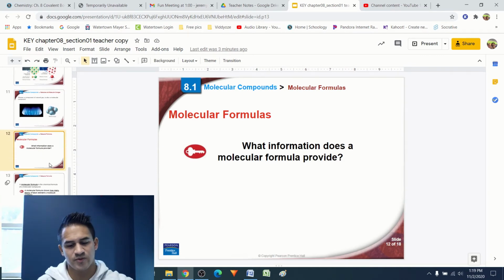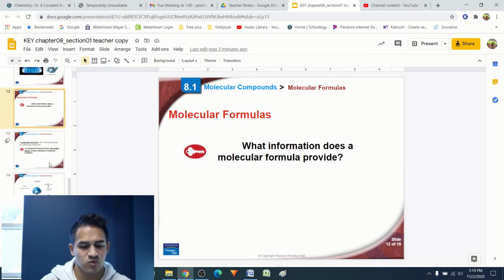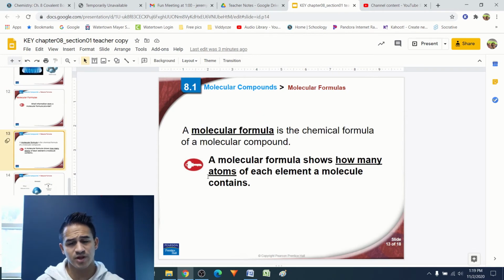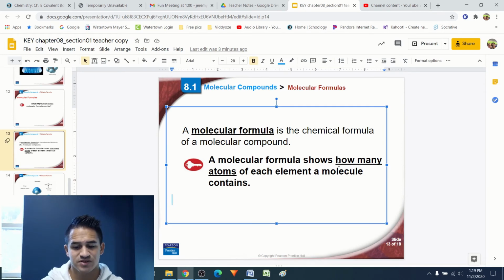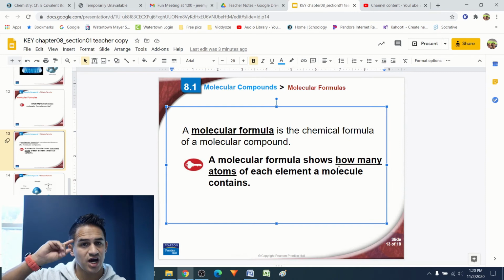Now, when we write out molecular compounds, we will write out a molecular formula or a chemical formula. We just call it a molecular formula because it's a formula for a molecular compound. So what is a molecular formula and what information does it provide? Molecular formulas are basically the chemical formulas for molecular compounds, just like ionic formulas would be the formula for an ionic compound. Now there are two things that a molecular formula or any chemical formula will always tell you. The first is how many atoms are present in the molecule and what elements are present in the molecule. So it tells you how many of an element and what elements you have.